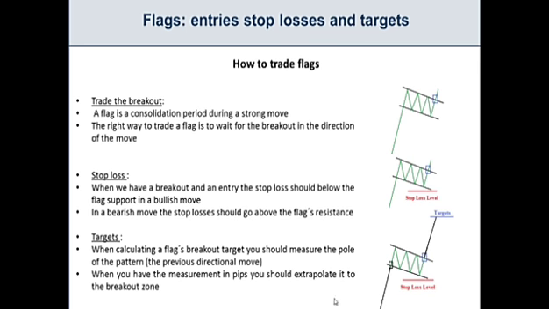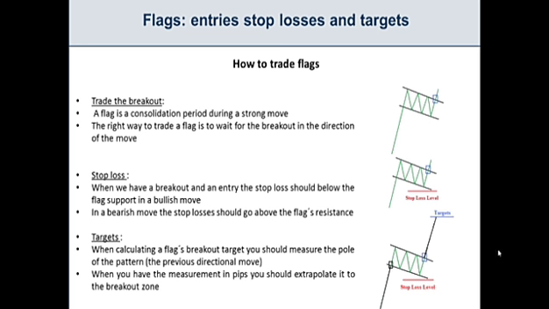And here's how you do it. We already measured from this low to this high. We don't measure to this high because this is where the flag begins. So we are only measuring the pole of the complete pattern. When we have a measurement here, we just extrapolate it to the breakout zone and put our targets at the same distance as this low was from this high.